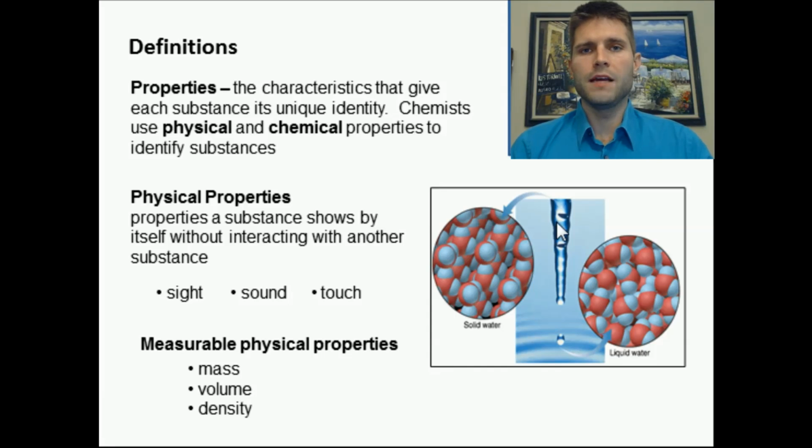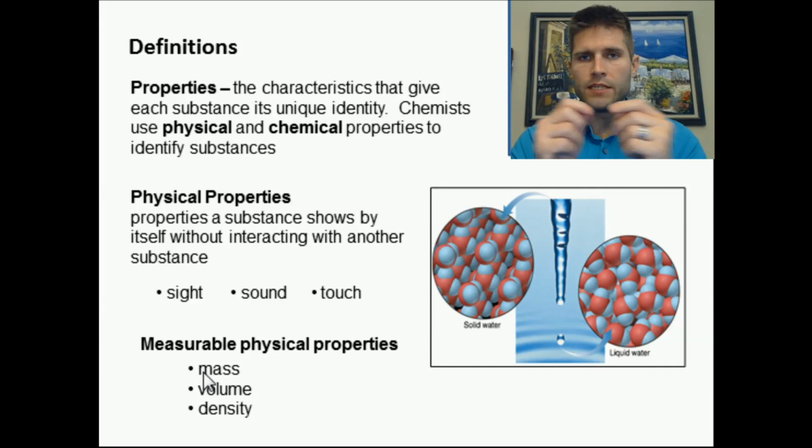We also have some measurable physical properties. So here we know that if I gave you a piece of ice, you could go to a scale and weigh it, and you could figure out what its mass was. So mass is a physical property of ice. Volume: I could give you a tape measure, you could measure out the dimensions of this ice cube, and you could tell me what the volume of that ice is. So volume is a physical property.